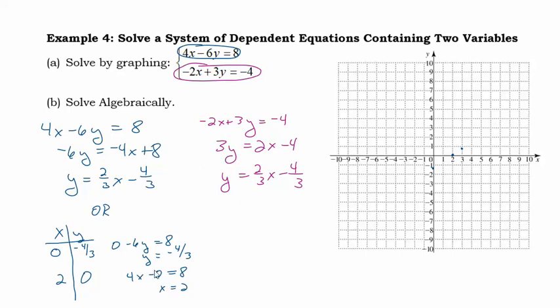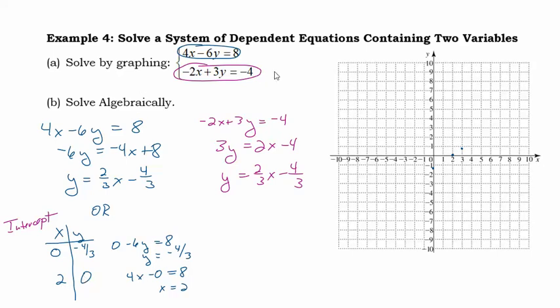Down here I showed another way. You could also do, this is the intercept method. You could just find the x and y intercept. If you let x be 0 and plug that in, you get y equals negative 4/3. If you let y be 0, you get 4x equals 8, so x equals 2, and you can just plot those 2 points and connect them.